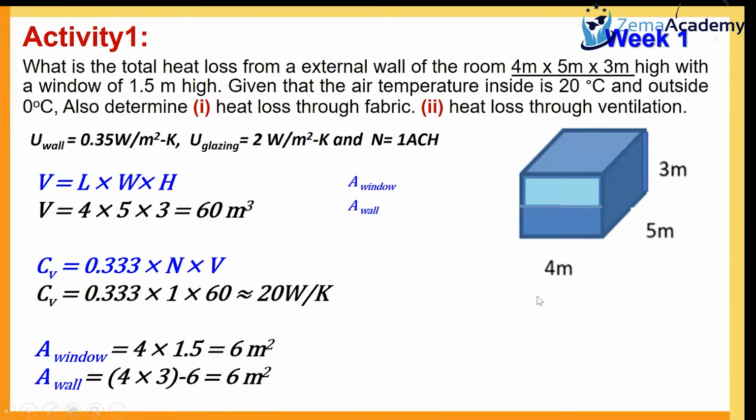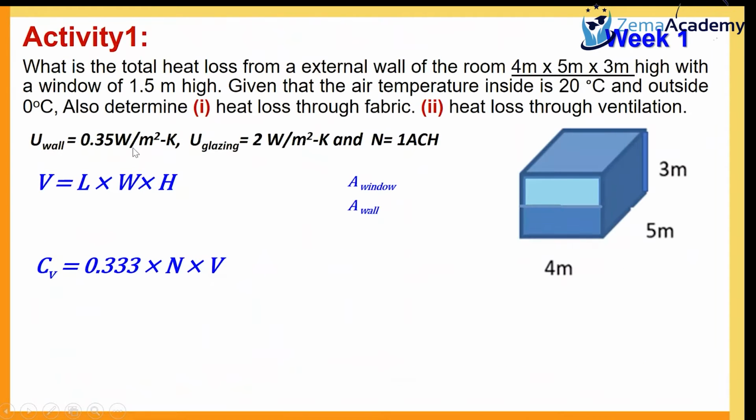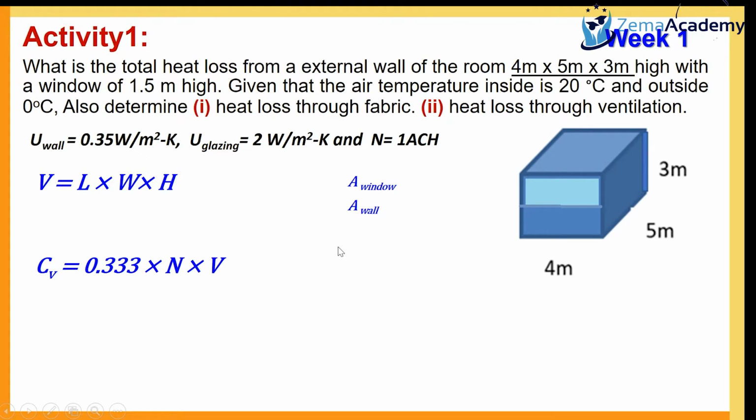Next, you need to calculate the fabric conductance. Just like ventilation conductance, you need to calculate the fabric conductance. And if you remember, the fabric conductance is A times U, right? So we need to calculate A of the wall multiplied by U of the wall, which will give us the thermal conductance of the wall, and then the area of the window multiplied by the U of the window, which will give us the thermal conductance of the window.